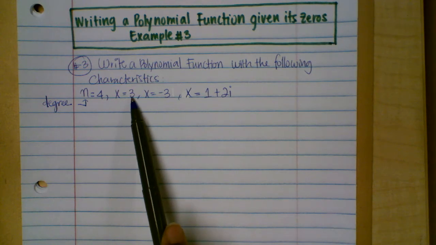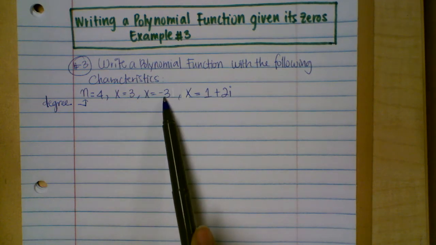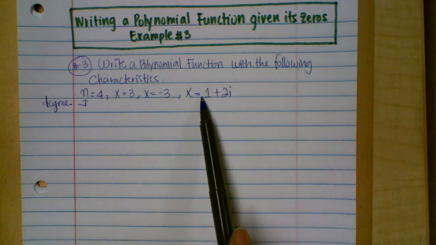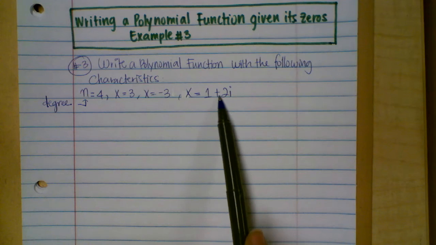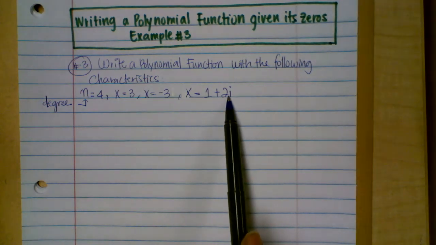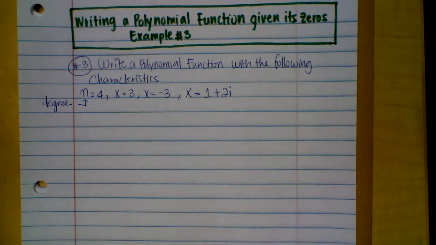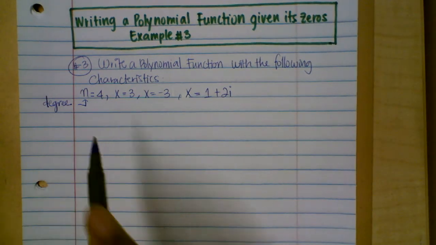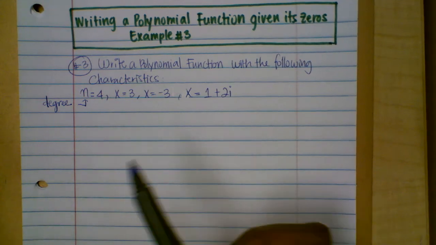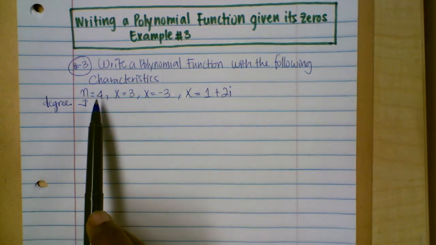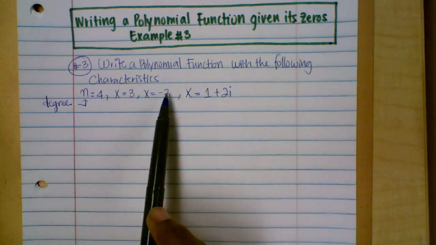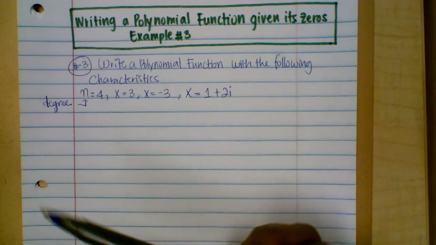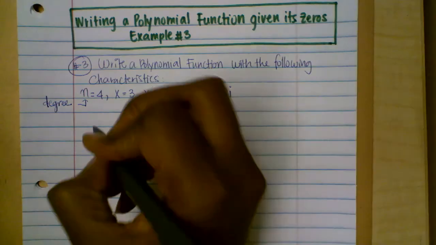The zeros occur at x equals 3 and x equals -3, and it has a complex root, 1 plus 2i, because you can see the imaginary unit i. So how do we write the function? Step 1, use our knowledge of the fundamental theorem of algebra, which states that if we know the degree, we know the number of solutions. The degree here is 4, so you must have 4 solutions.